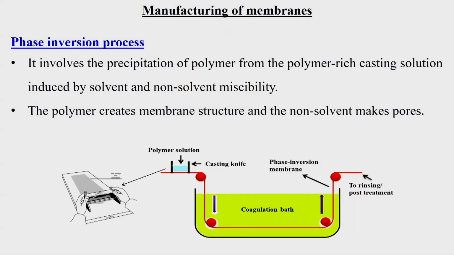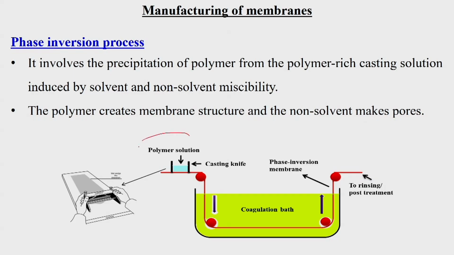In phase inversion techniques, it involves the precipitation of polymer from the polymer rich casting solution induced by solvent and non solvent miscibility. So, the polymer creates the membrane structure and the non solvent makes the pores.